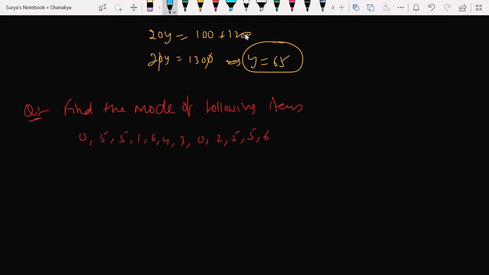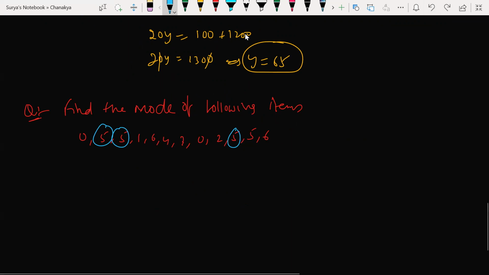Sir, for mode, you don't need any ascending order, right? Yeah, the one that recurs the most. So what is the mode here? Maximum number of times, whichever occurs the maximum number of times. 5 is occurring more. So mode is equal to what? 5 here. Very simple. Directly.